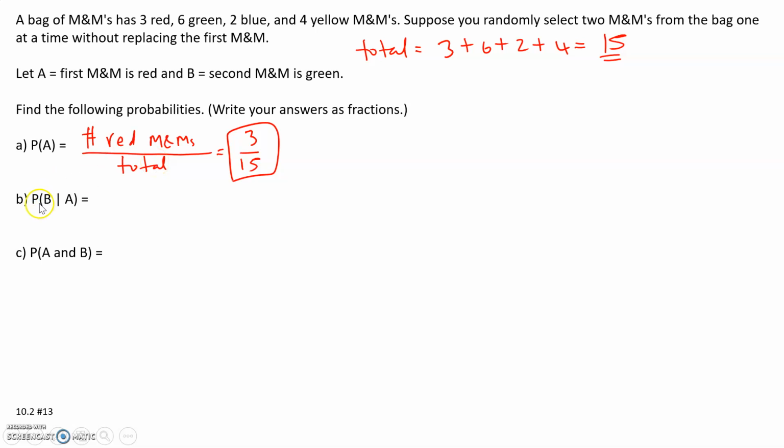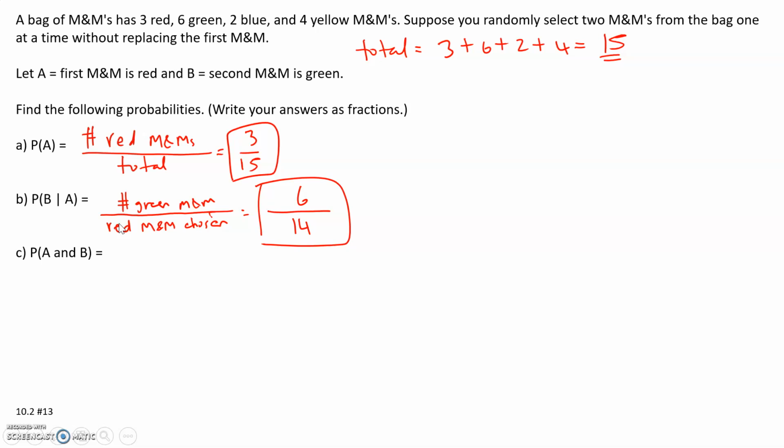Second one, probability of B given A. Now this one is without replacing the first. Okay, this is without replacement. B given A means that one red M&M has been chosen. So that means instead of 15, we only have 14 M&Ms. Now, if you have one M&M chosen that was red, how many green are left? There are 6 green left, so the probability is going to be 6 out of 14.